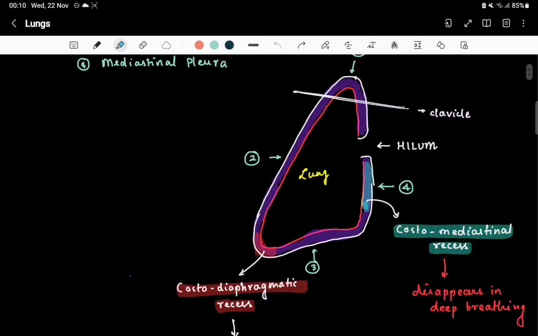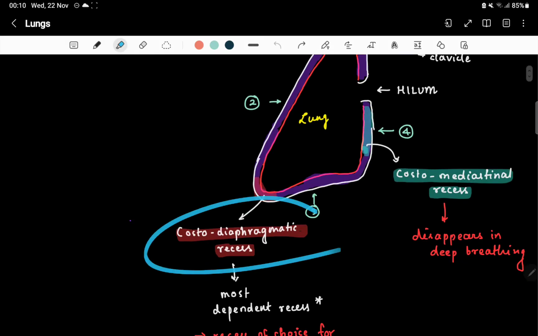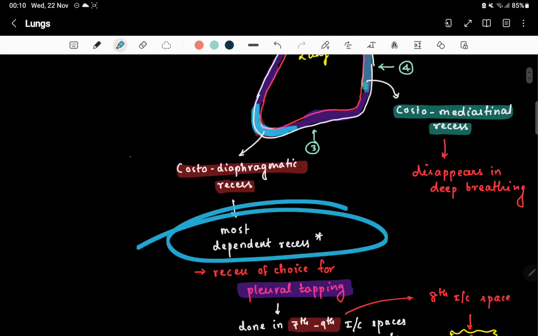So we have a recess here. Two recesses are there. In the fourth part, we have the costomediastinal recess, and it disappears during deep breathing. And we have another recess, the costodiaphragmatic recess. It's important. Here we have the costodiaphragmatic recess, which is the most dependent recess.